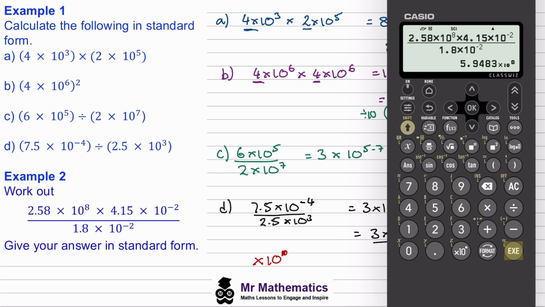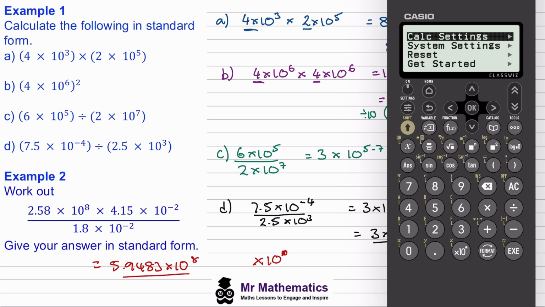We'll execute that again, and we get 5.9483 times 10 to the power of 8. Okay? And then to set our calculator back to normal, we'll choose settings, calculator settings, number format, we'll choose normal, and then we'll choose normal 2. And we'll all clear that. And you can see it's gone back to normal.